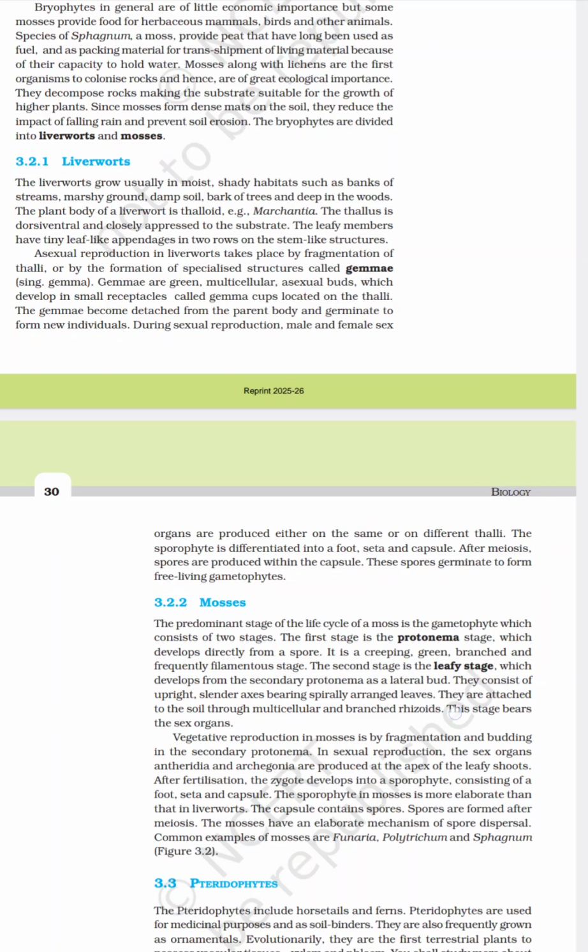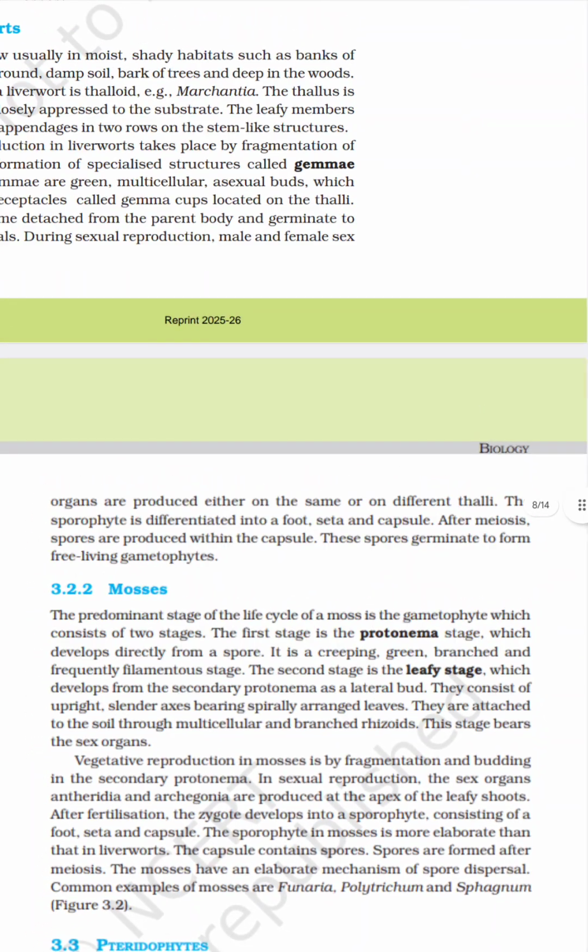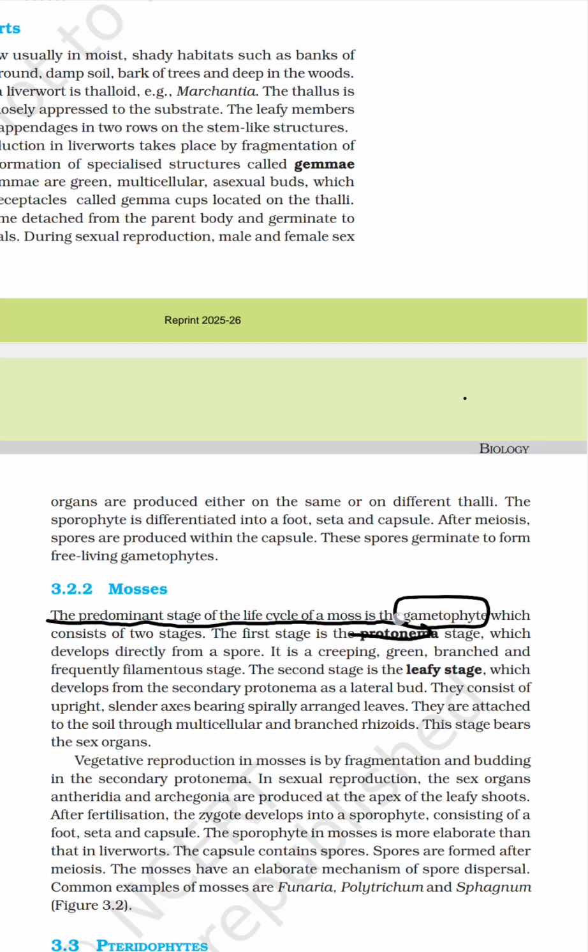Next, coming to the mosses. Mosses can be seen like in rainy season. They can grow on surface areas. The predominant stage of the life cycle of the mosses is the gametophyte, which consists of two stages. The plant body is a gametophyte and it contains the two stages known as the protonema stage and leafy stage. The protonema stage develops directly from the spore.